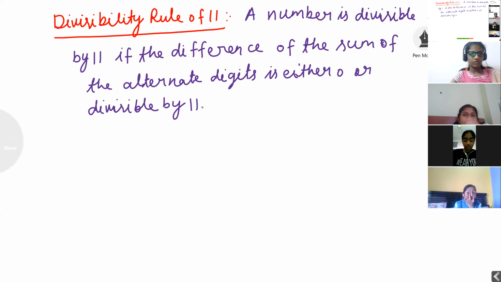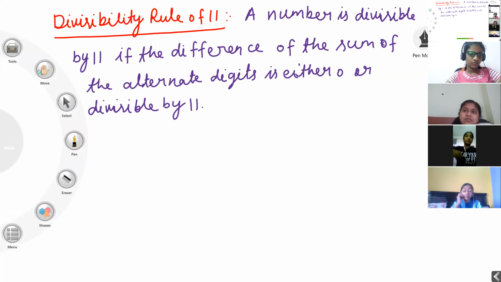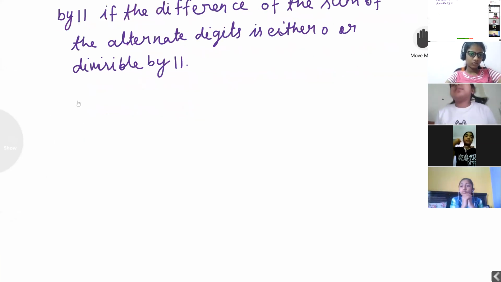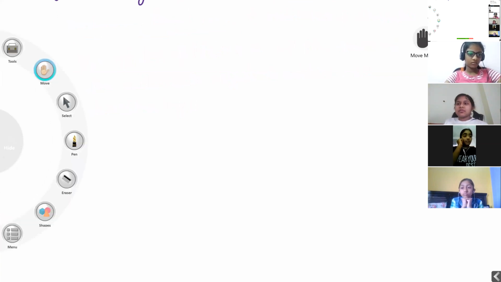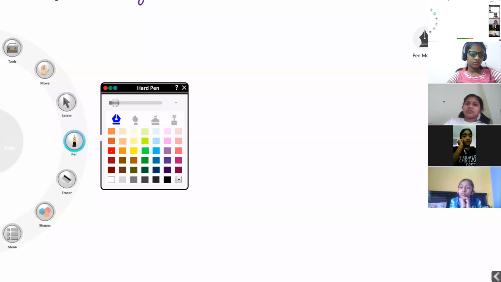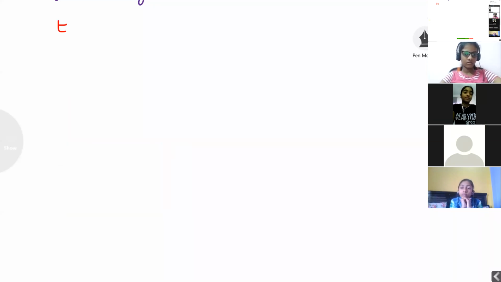Now all students stop writing, concentrate here. How to check the given number is divisible by 11? Concentrate everyone, stop writing everyone. All students stop writing. Yes. How to check the given number is divisible by 11? Concentrate everyone here. Don't write, listen carefully.